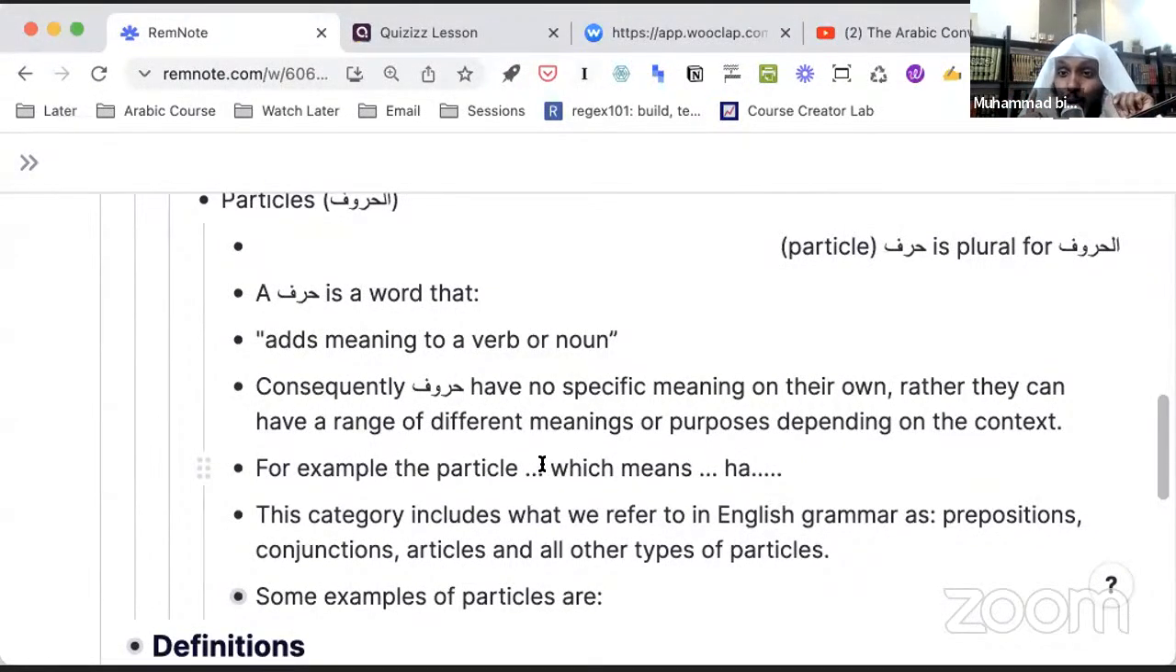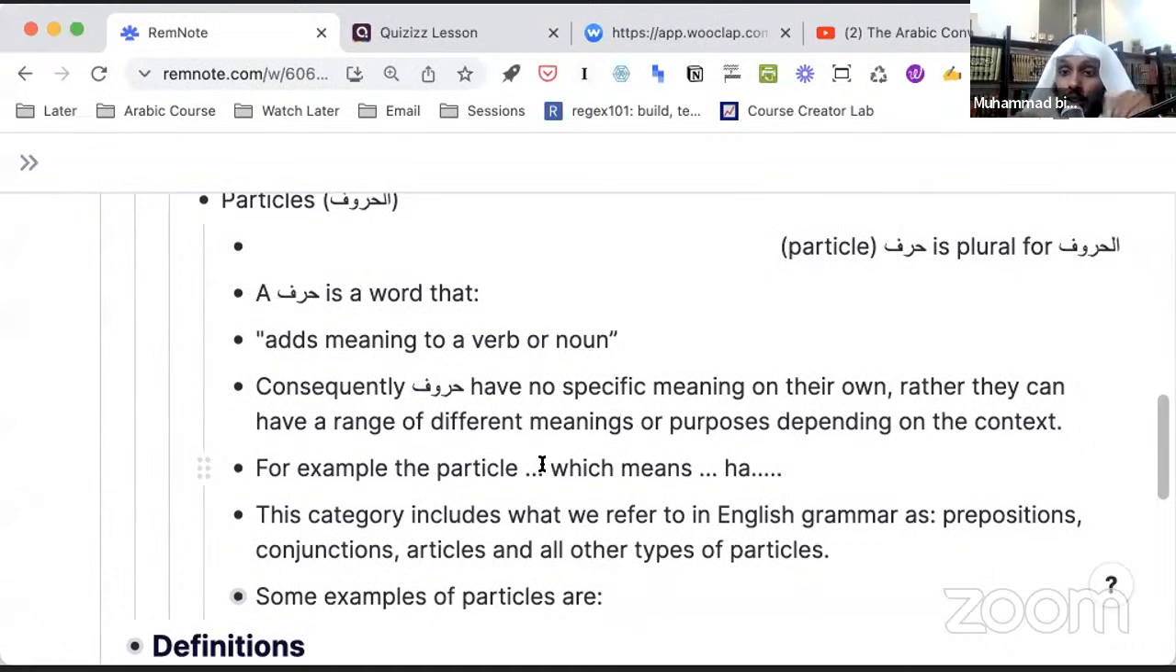So this is very important for you to know. Particles, generally speaking, can't be translated. If you go to the particles used in the Quran, you'll find that one particle will have 10 different meanings, and each meaning depends on the context. You might be able to translate the noun and the verb, but the particle you can't, because it takes on a meaning depending on the context.